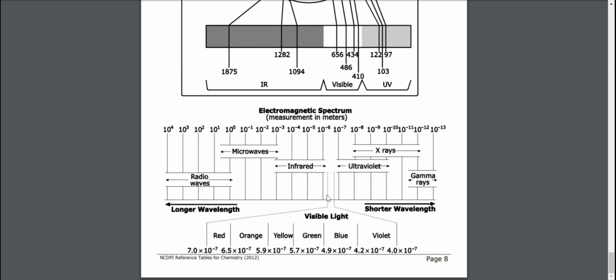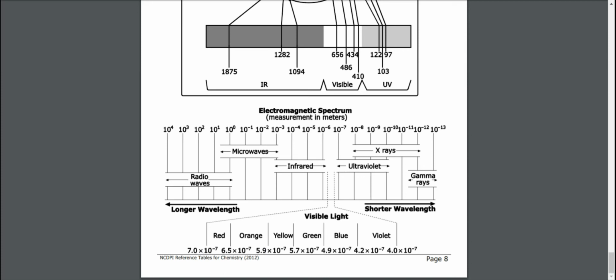Okay, look, here's where visible light fits in between infrared and ultraviolet. And down below, they show kind of an expanded view of the visible. They list the colors left to right in increasing order of energy: red, orange, yellow, green, blue, violet. And at the very bottom, they show the wavelength boundaries for each color.